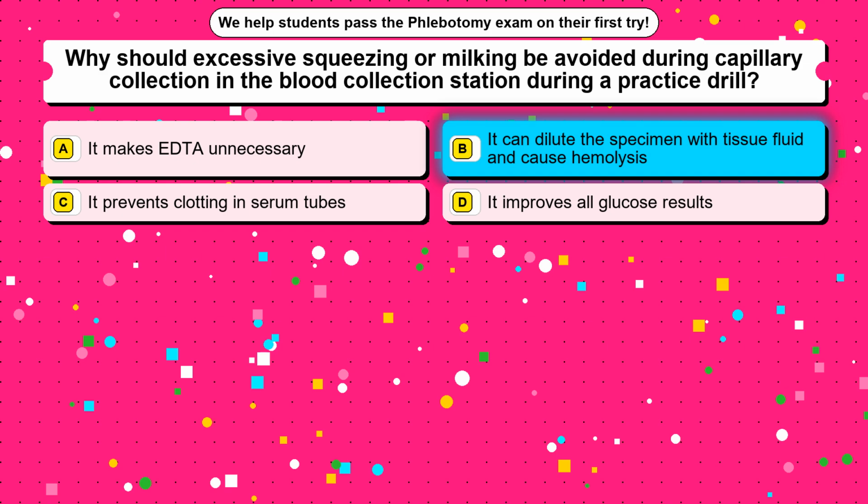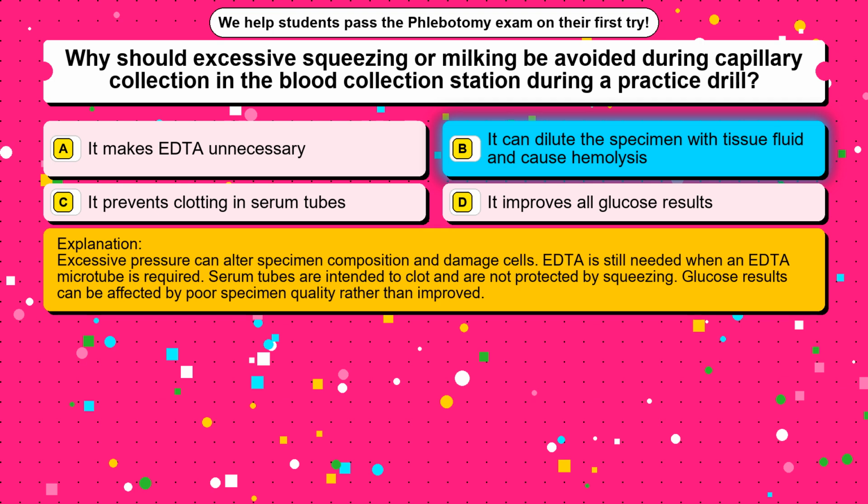The correct answer is option B. It can dilute the specimen with tissue fluid and cause hemolysis. Excessive pressure can alter specimen composition and damage cells. EDTA is still needed when an EDTA microtube is required. Serum tubes are intended to clot and are not protected by squeezing. Glucose results can be affected by poor specimen quality rather than improved.